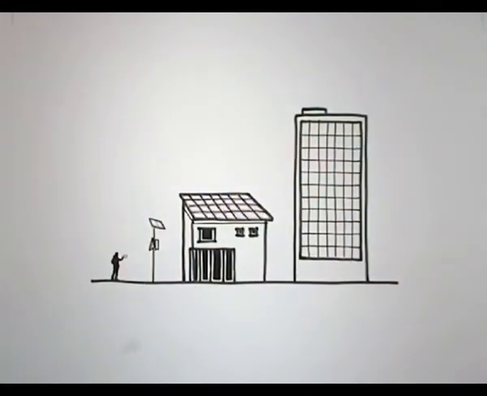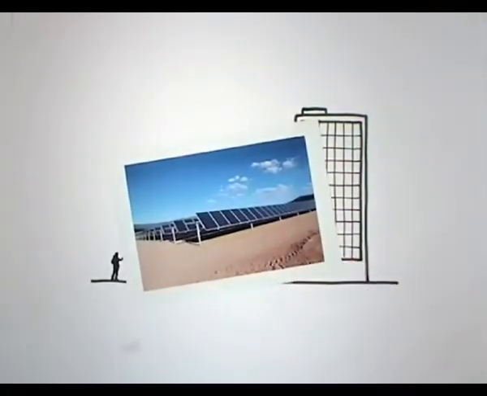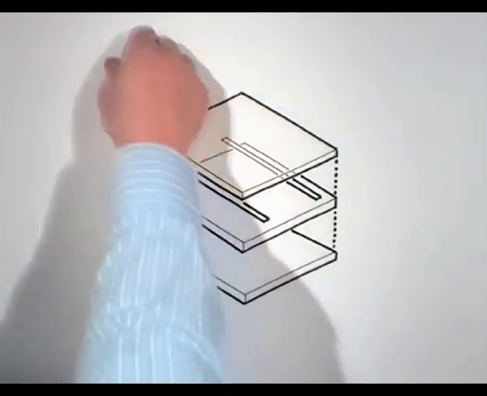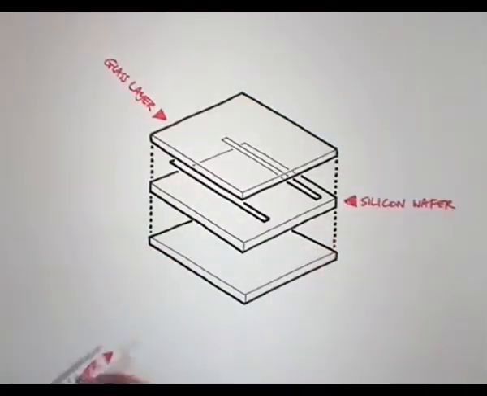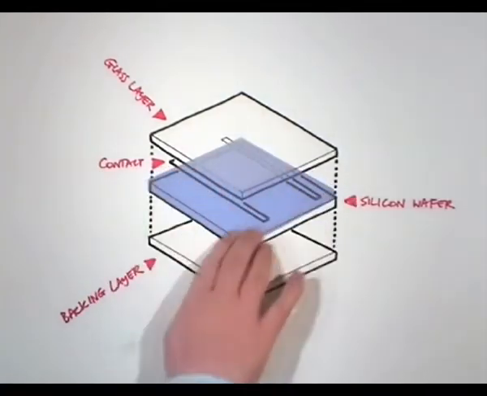Arrays for large-scale power generation can be huge. Big ones, on a scale like this, are called solar farms. But whether you have 10 cells or 1,000, the principle is the same. Each cell is made of 4 main components: a top layer of glass, a silicon wafer, a backing layer, and conducting materials linking each side of the silicon wafer together in a circuit.